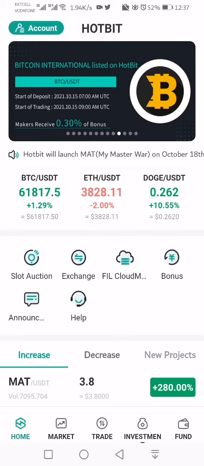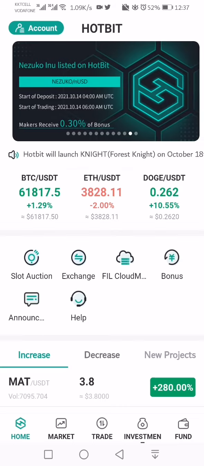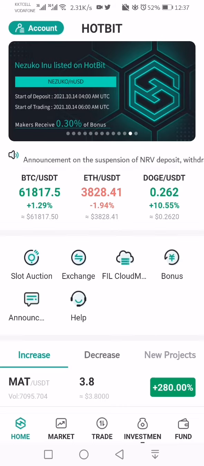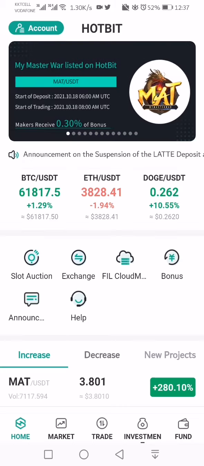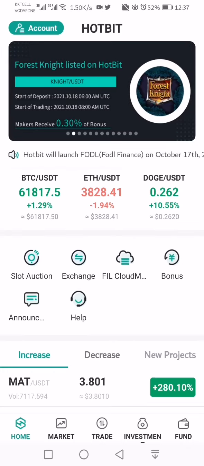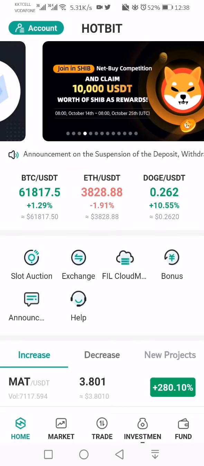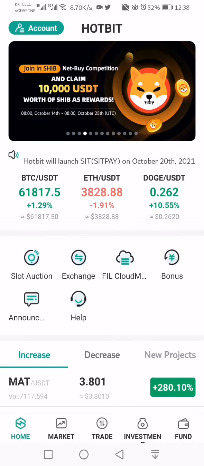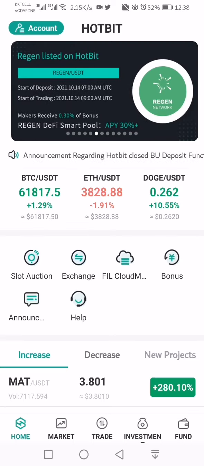And the Hotbit admin says that they will launch this function. They will include this function in a short period of time, so we can wait. But again, I will suggest you all to also trade on Hotbit, because the cryptocurrencies over here are very cheap.